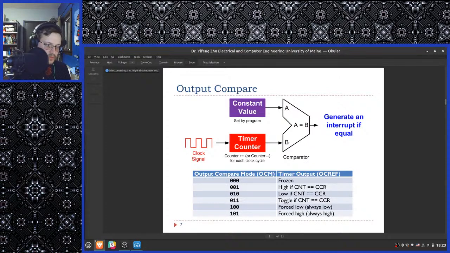Is the reload value configurable, or does it come preset on the timer chip? The reload value is configurable. For sure, the reload value is configurable.